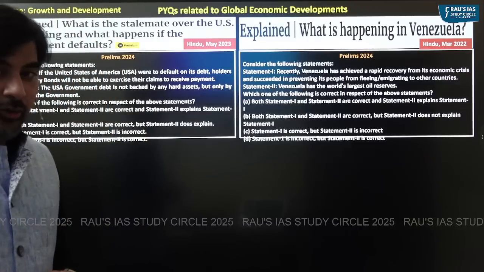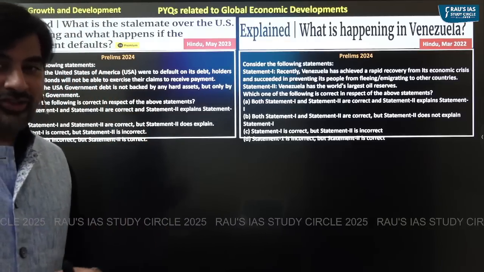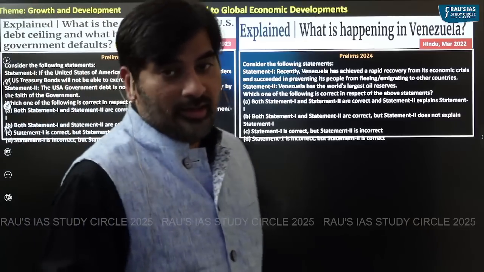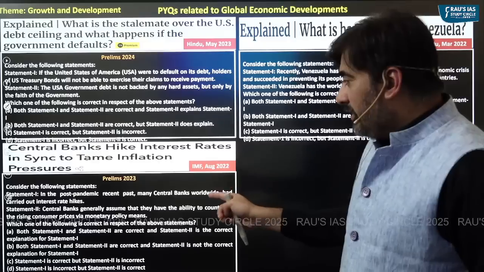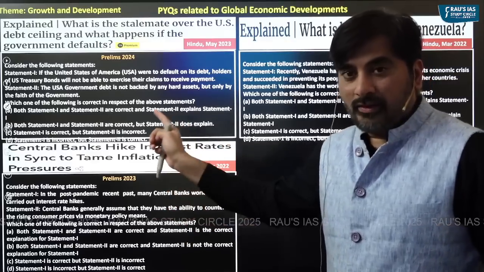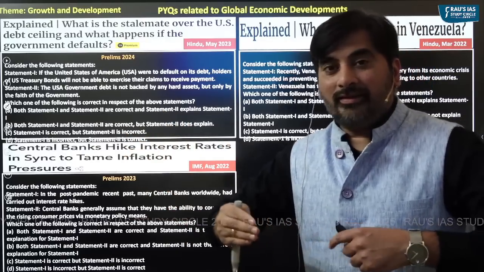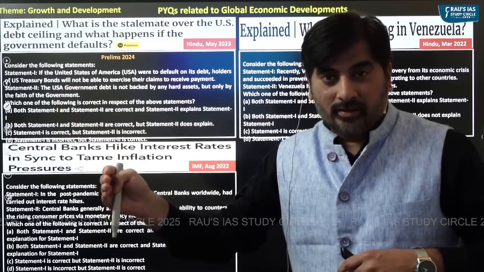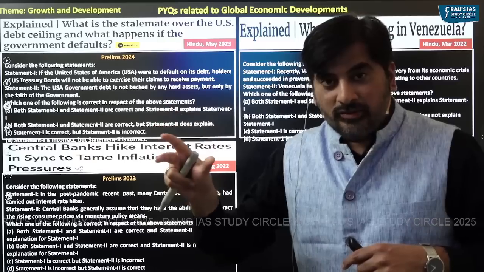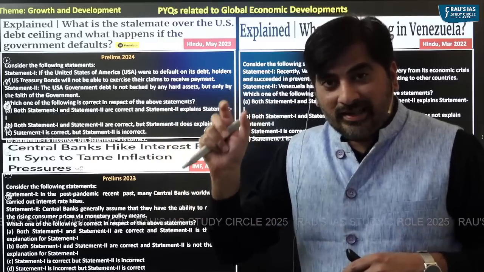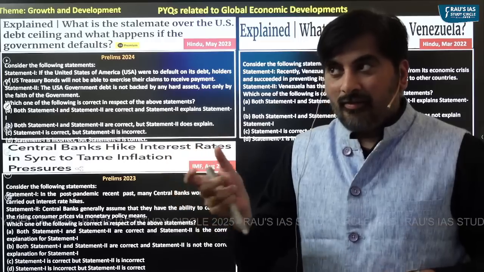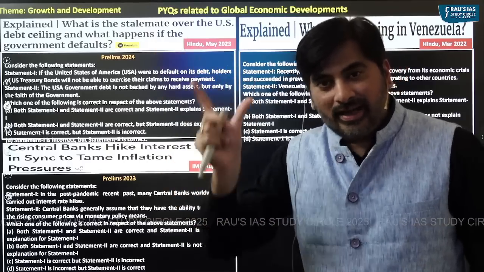In 2024 prelims, there was another question about the economic crisis in Venezuela. In 2023, there was a question about interest rate hikes by the global central banks. And this was in the news in the wake of the synchronized rate hike by central banks, which was covered in that year's economic survey.